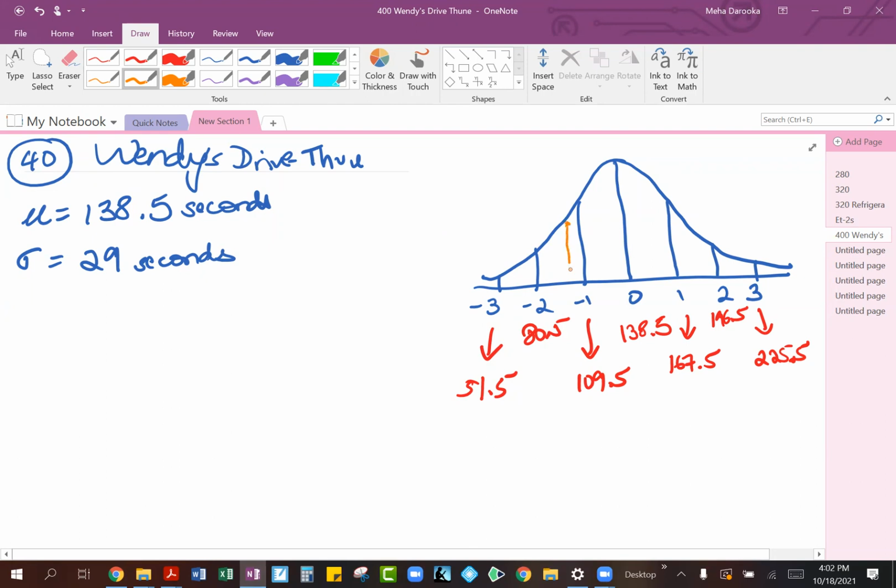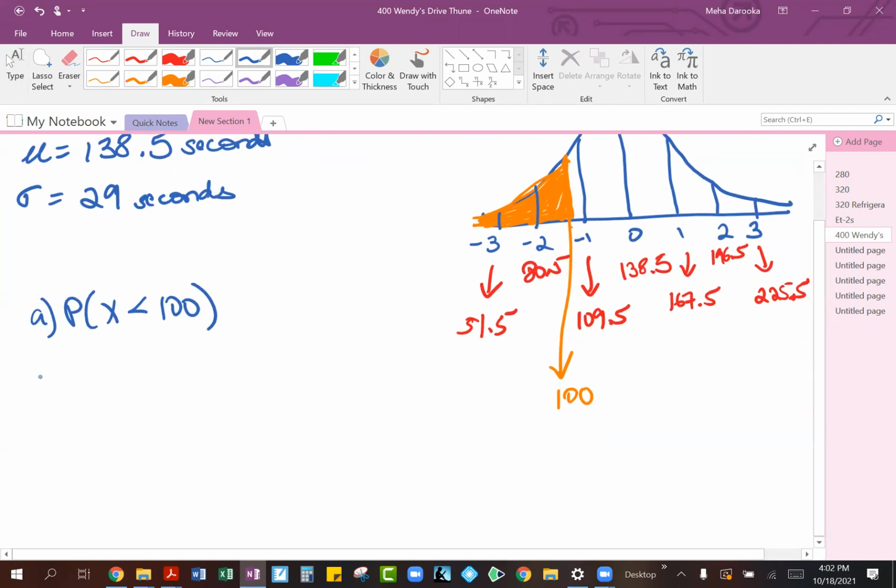And again, I'm just kind of eyeballing this, but somewhere over here, we can say it's going to be 100 seconds and then less than 100. So this is the area we are looking at. So this is less than 100 seconds. So again, we start by finding out what our z-score is going to be. So our waiting time is less than 100. So what do you think the z-score comes out to be?